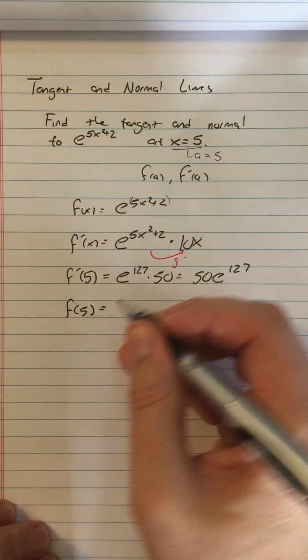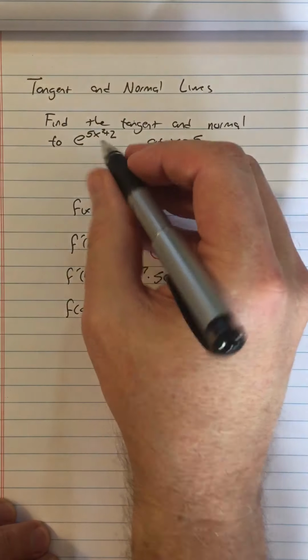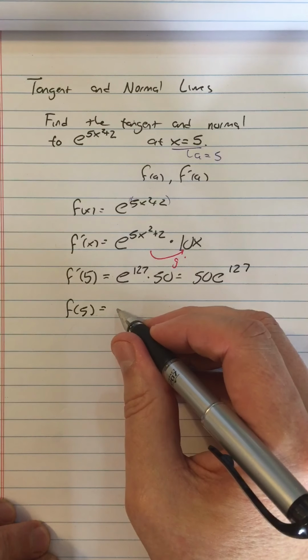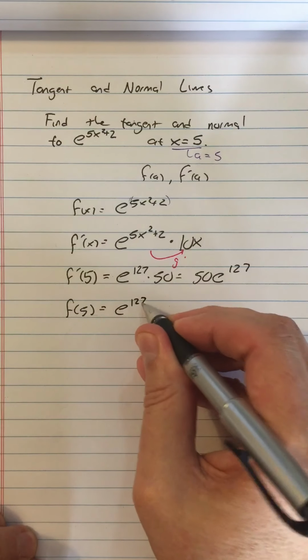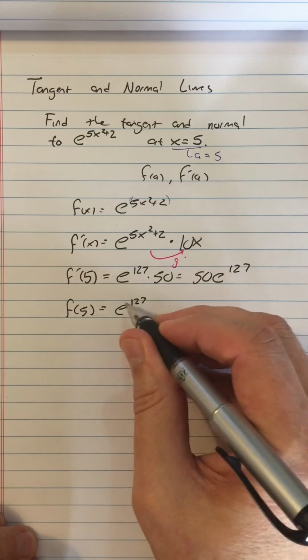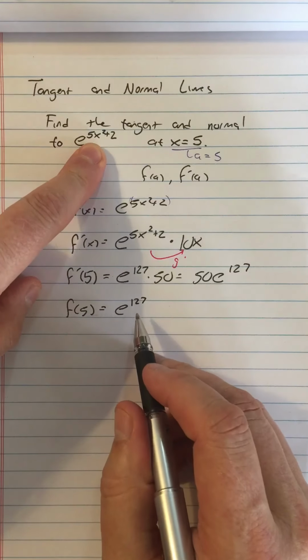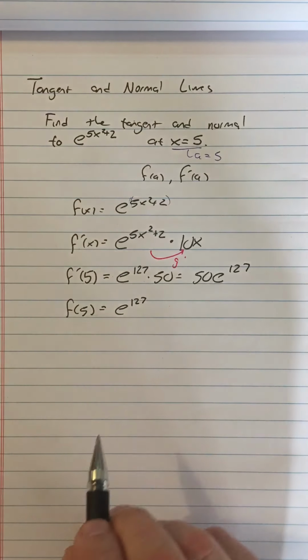is as well. So f of 5 is, I just put 5 into the original function. So it's e to the 127 plus 2. Oh, just e to the 127. So I put 5 in for x here, and I'm going to get just e to the 127.